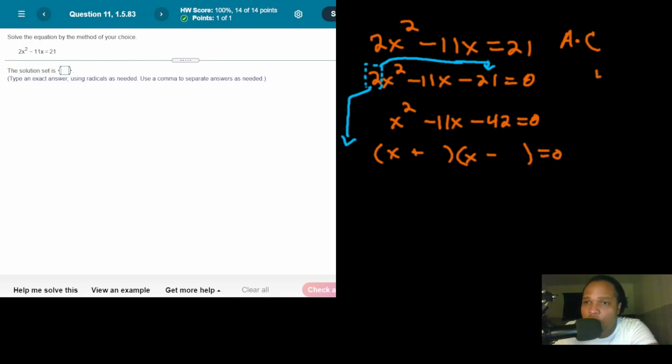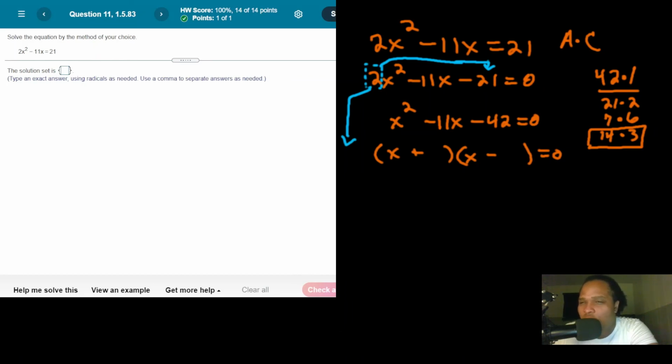Factors of 42. The C term is negative. So factors of 42 that when you subtract them gives you negative 11. So over here, divide by 2, multiply by 2, divide by 3, multiply by 3. And that can't be broken down anymore. So we're going to switch over to the 6, divide by 2, multiply by 2, 14. Which one do we need? 14 and 3 will give you an 11, right?